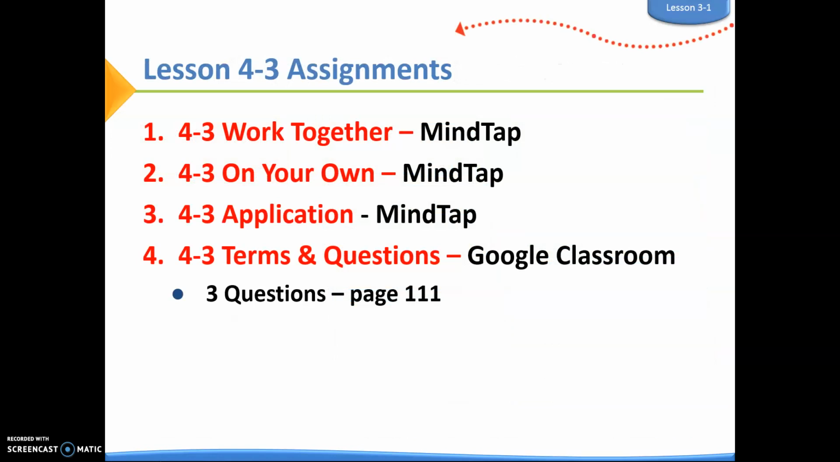So we are going to head on over to MindTap and do our 4-3 work together, where we will be posting our special amount column totals.